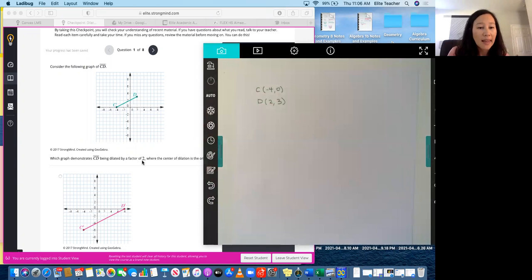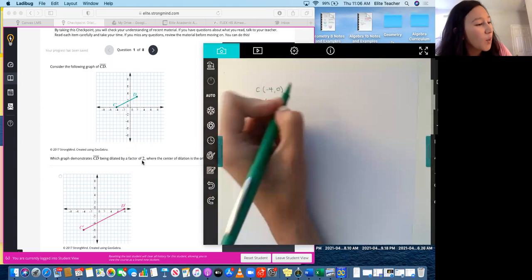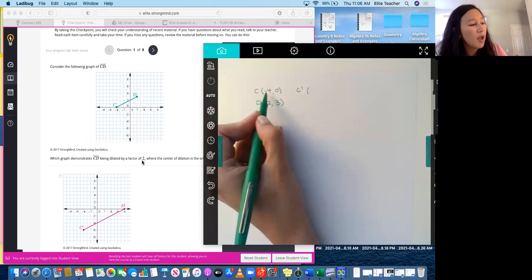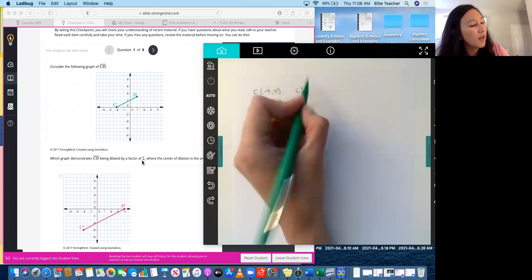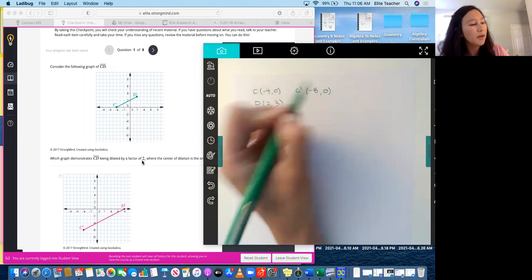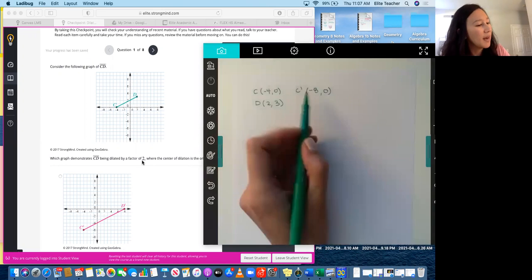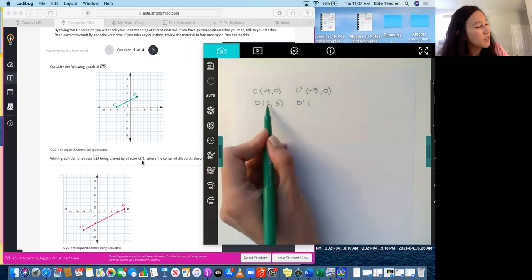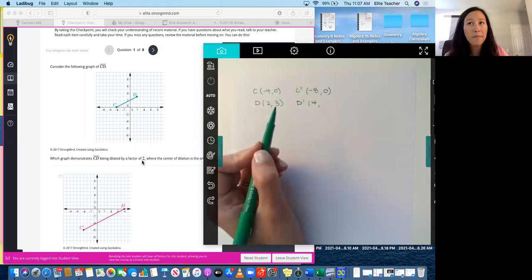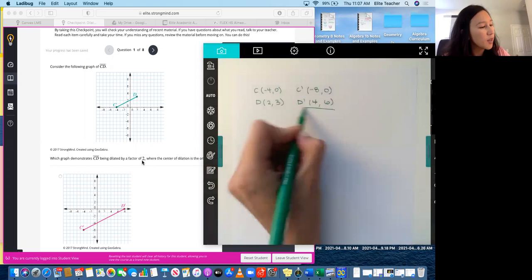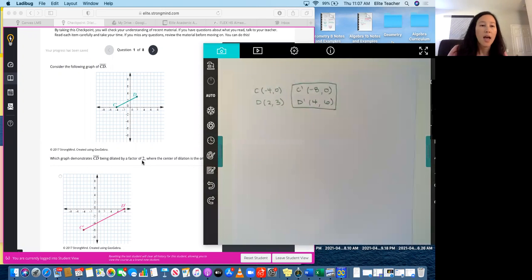And then we are dilating by a factor of 2. So to get our C prime, we have to multiply those values by 2. So -4 times 2 for the X value would be -8, and 0 times 2 would just be 0. So C prime would be at -8, 0. And then D prime, we have to multiply the X value by 2, so 2 times 2 is 4, and 3 times 2 is 6. So now we know these are the points that we're looking for in our dilated segment.